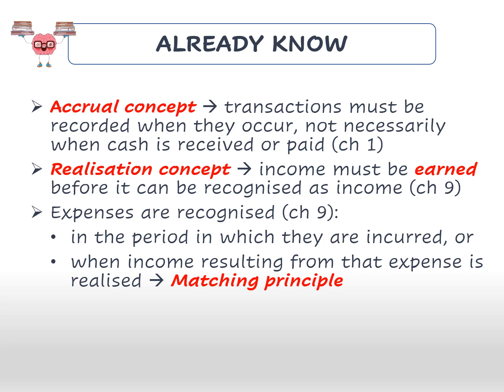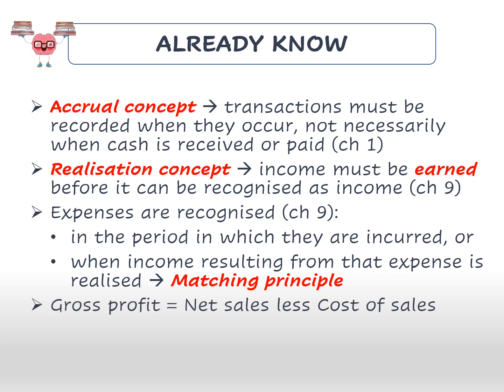So when an expense is incurred and it immediately results in income, then you will recognize the expense and the income together. And then something else that you need to know is that gross profit equals net sales less cost of sales. And you must also know the formula for cost of sales, which is opening inventory plus net purchases, which is purchases minus purchases returns, plus other costs on purchases, for example, freight on purchases, customs duty or import duty, less closing inventory. That will give you your cost of sales.